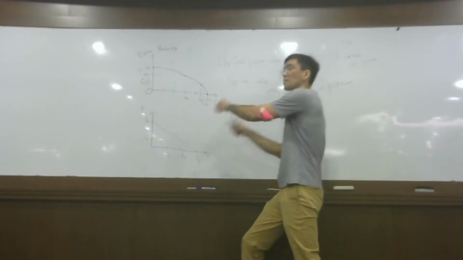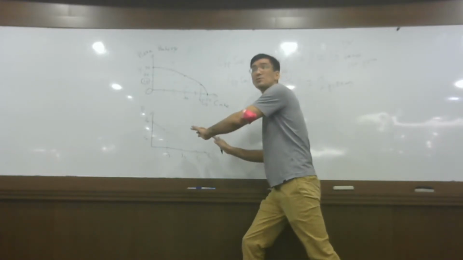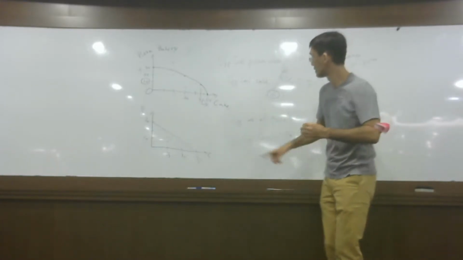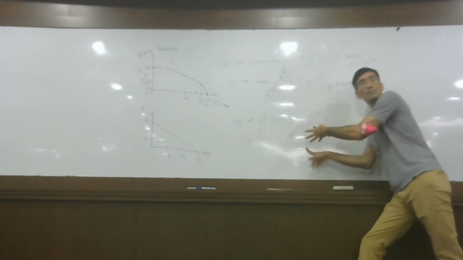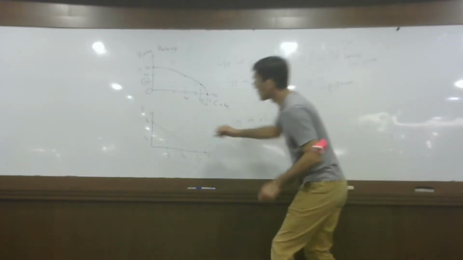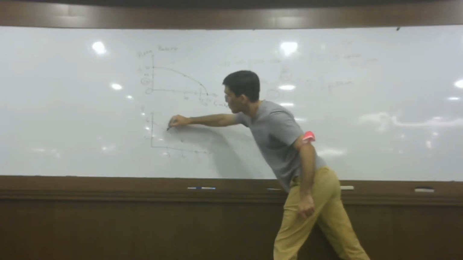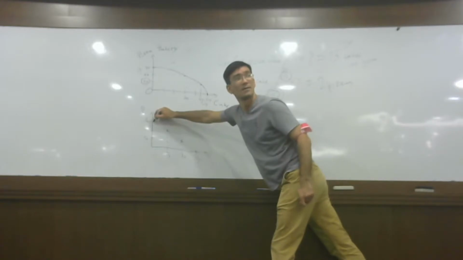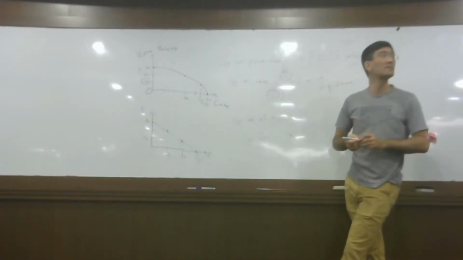But for the PPF below, the answer doesn't change when we change the numbers. That's why in this question, I don't need to tell you any numbers, because the slope is always the same. It doesn't matter if you go from this point to this point, or from this point to this point. The opportunity cost will always be the same.